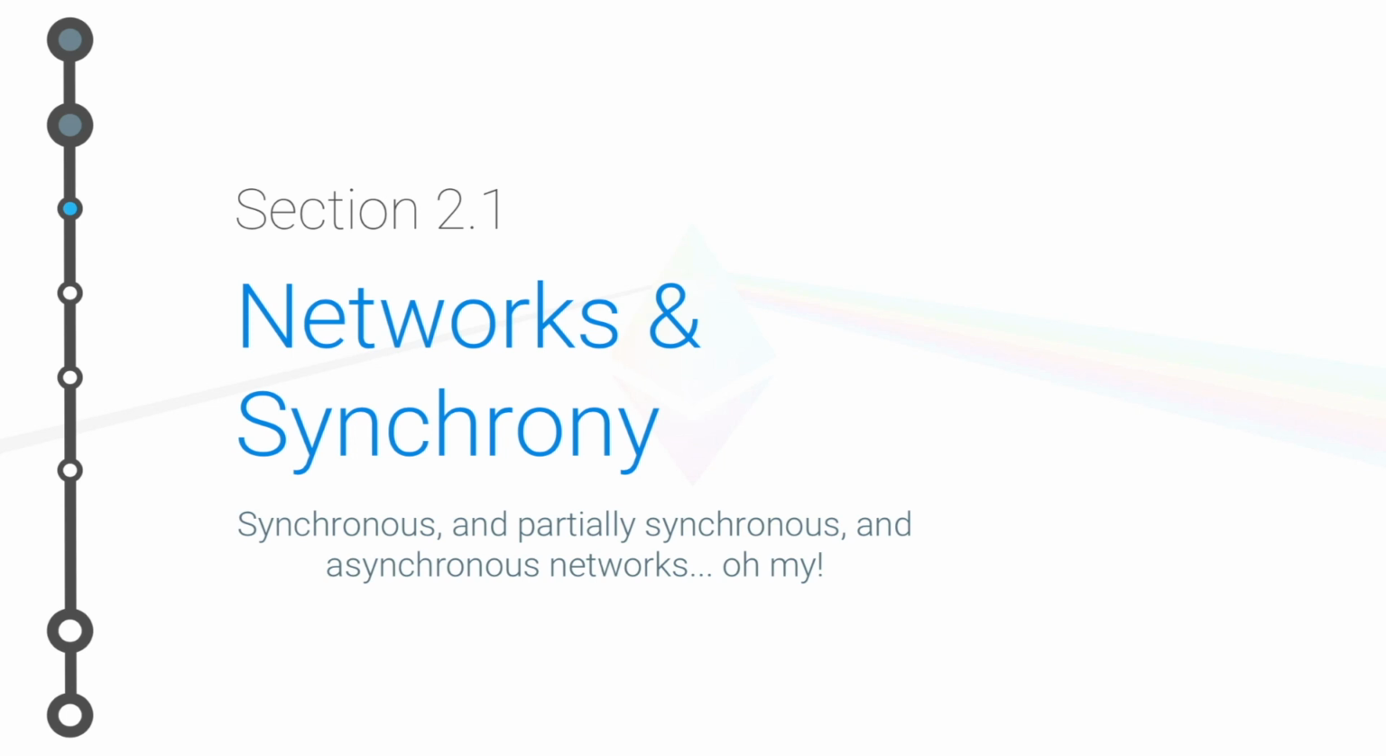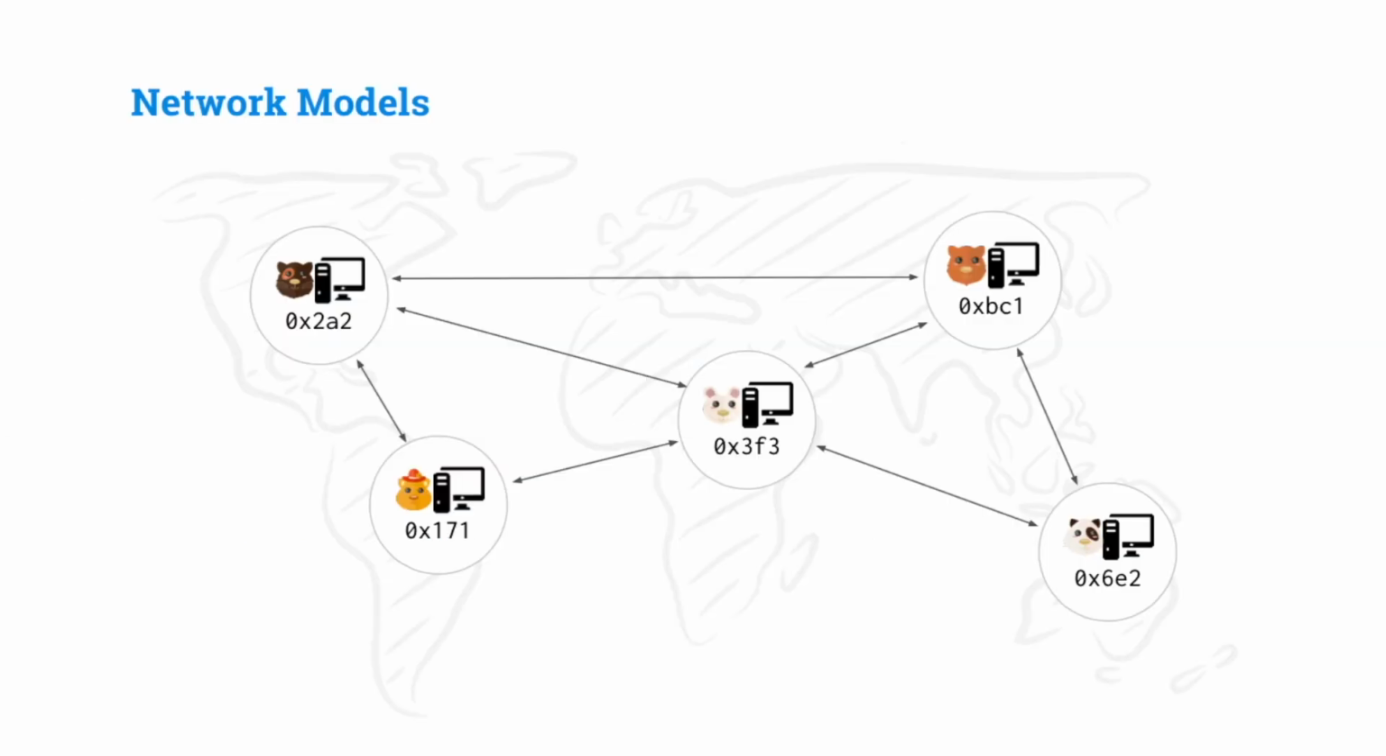Hello, hello. Welcome to section 2.1, Networks and Synchrony, where we talk about how messages propagate over our network and different models we can use to analyze this propagation. So, just as before, our nodes are sending messages to each other, but let's look at how these messages arrive.